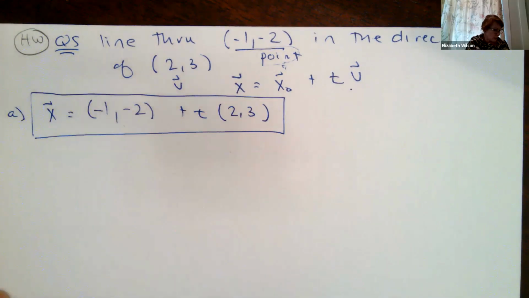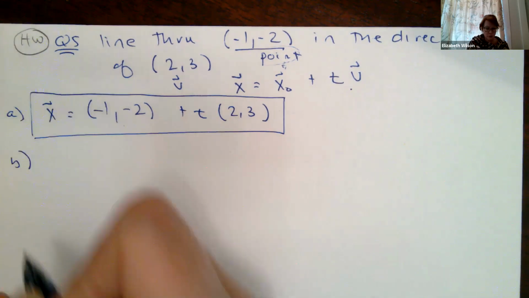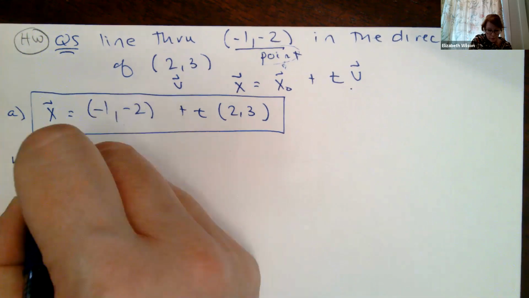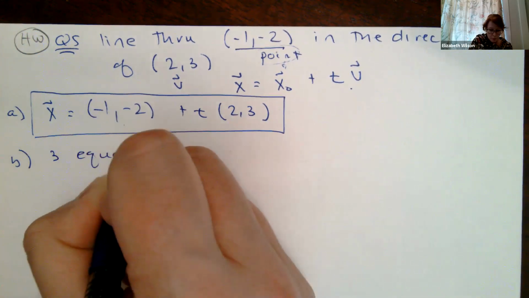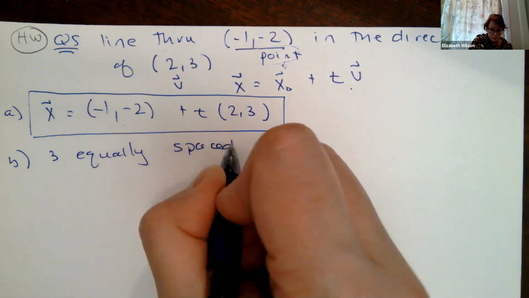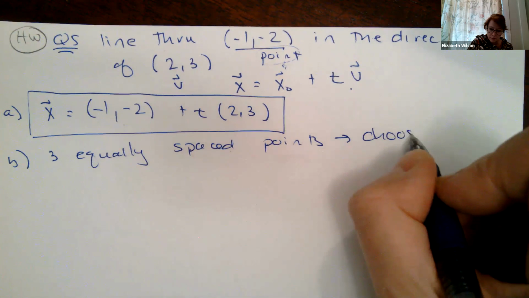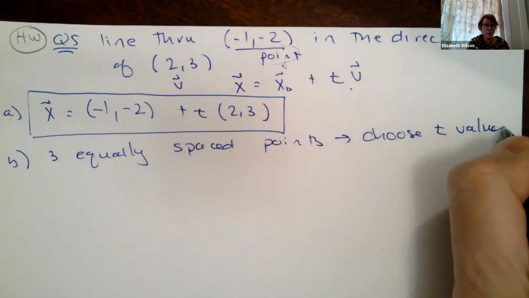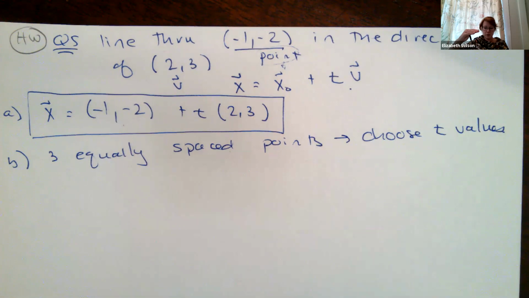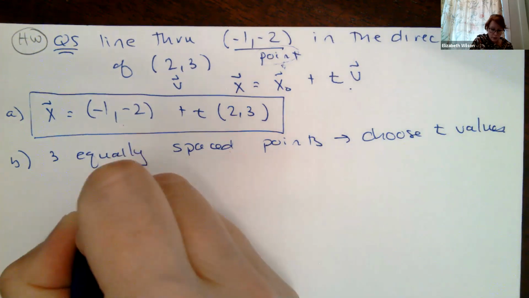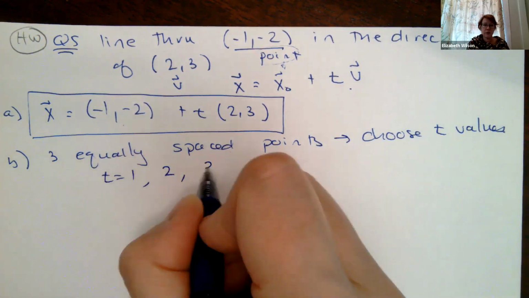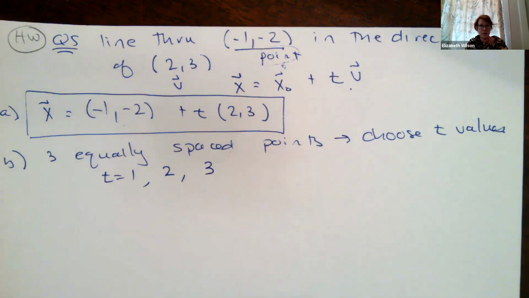Okay. Now what it wants is 3 equally spaced points on there. So to get 3 equally spaced points, I'm going to choose my t values, my parameter values, so that they're an equal distance apart. I'll choose t equals 1, t equals 2, and t equals 3, just as an example. I could have chosen t equals 10, t equals 11, t equals 12. See, the difference between them is equal, right?